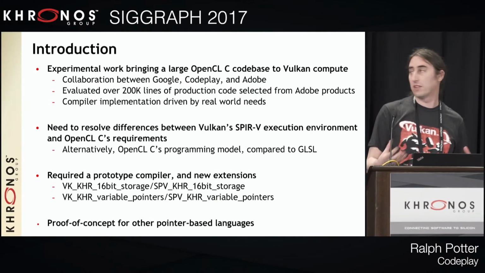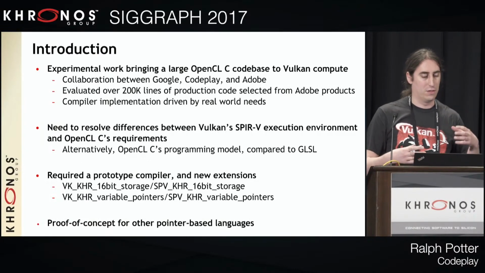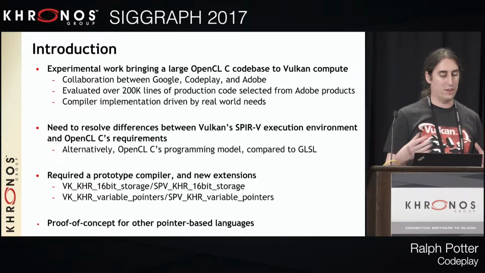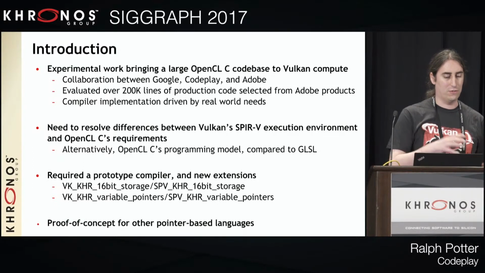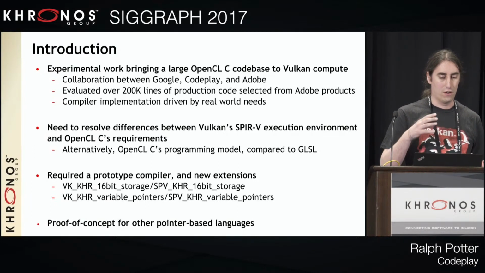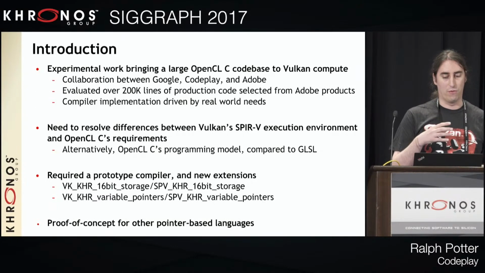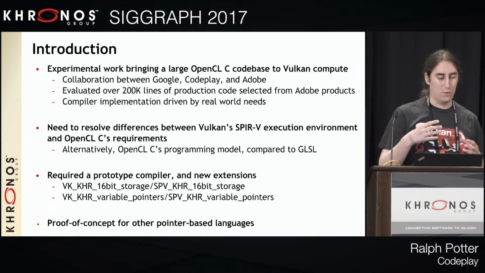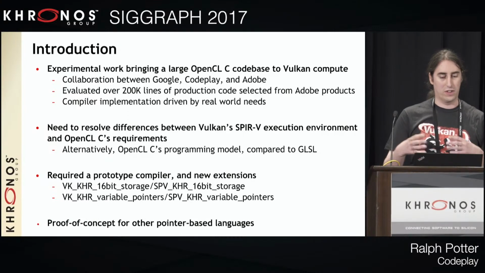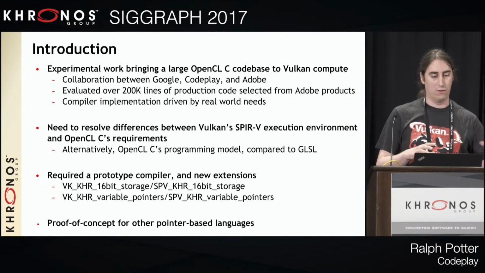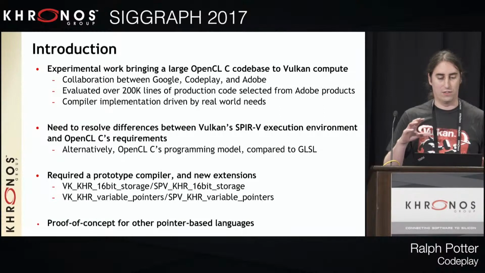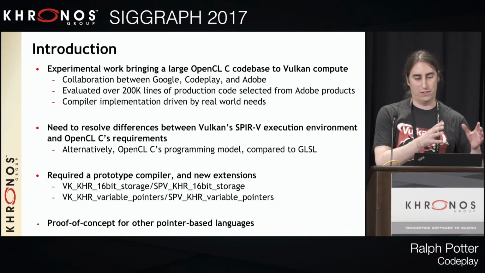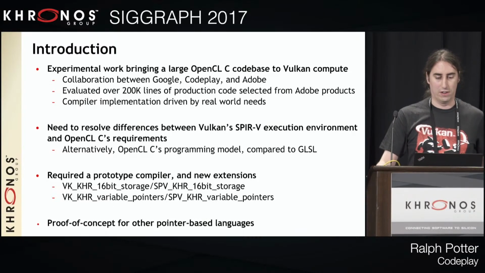So this was an experimental piece of work that was a collaboration between Google, CodePlay, and Adobe. Adobe gave us 200,000 lines of real production code from real Adobe products, and we really wanted to know what's the gap between Vulkan compute and this real-world OpenCL C. What do you need to provide to get this stuff onto Vulkan?